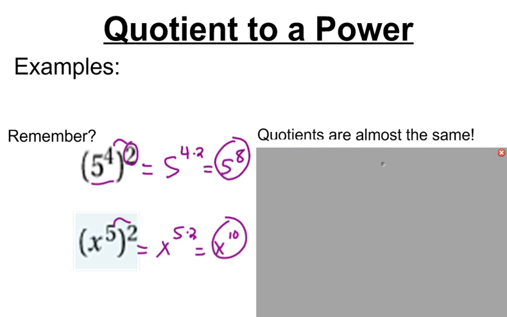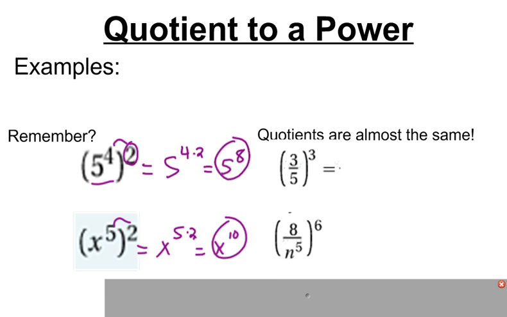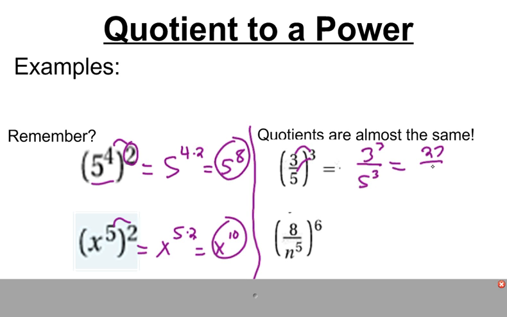The quotient to a power property is super similar. We're going to do the same thing, only we're going to distribute that exponent to the top number and to the bottom number. Okay, so I'm dividing this here. So we have 3 to the third power over 5 to the third power, which I'm not going to write out because there's not even a common base. I'm just going to get 3 times 3 times 3 is 27. 5 times 5 times 5 is 125. And I don't think that can simplify at all, so we're going to leave it like that.